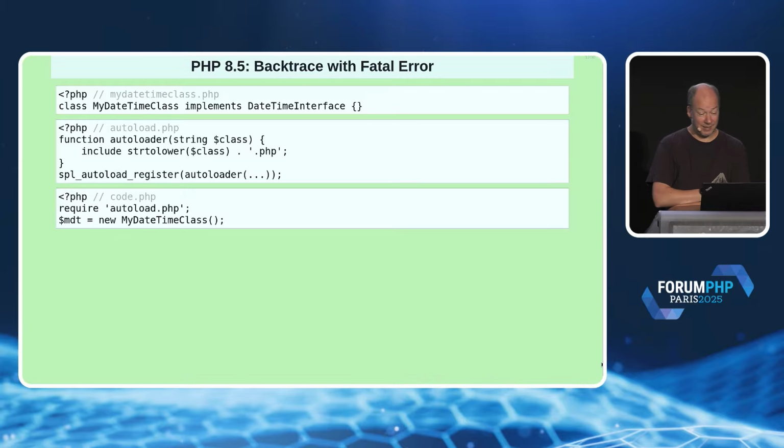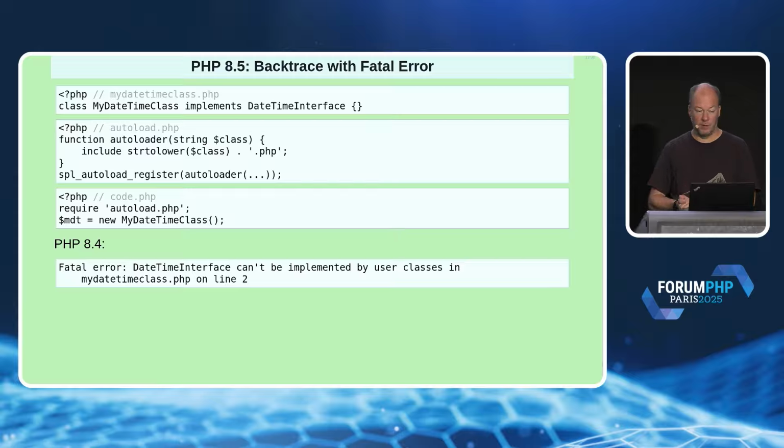Now, something that is actually quite handy is the following. If in PHP 8.4 you run the following code, right? I have my index.php file, I call it code.php on the bottom, require autoload. I know that should usually be vendor autoload, but this is an example. I do new my datetime class. SPL autoload loads the class from class my datetime class, implements datetime interface. In PHP 8.4, you'll get an error like this, right? Datetime interface can't be implemented by user classes. You might have seen this at some point.